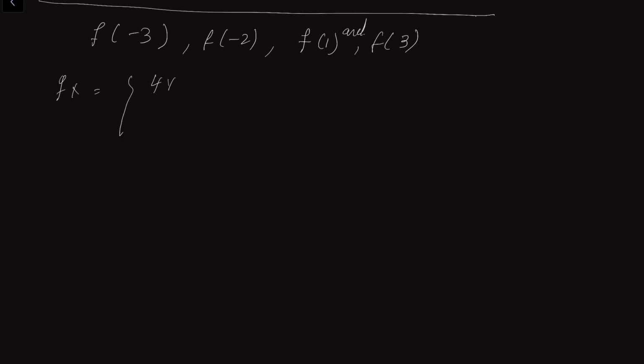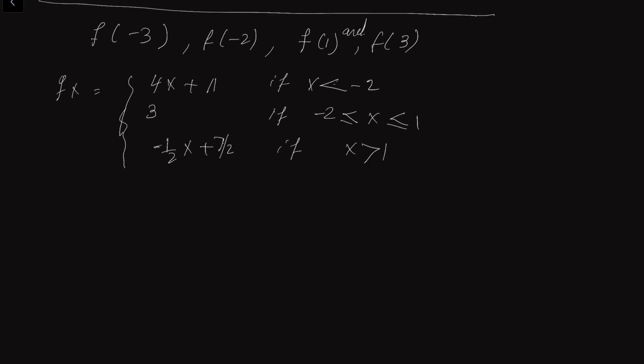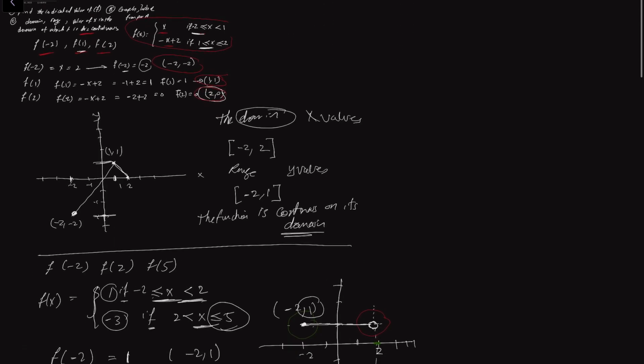So 4x plus 11, that's if x is less than negative 2. And then 3, if x is greater than negative 2 and less than negative 1. And then negative 1/2 x plus 7/2 if x greater than 1. Okay, so we have 3 expressions in this problem here. So we're going to follow exactly the same steps we follow in here.